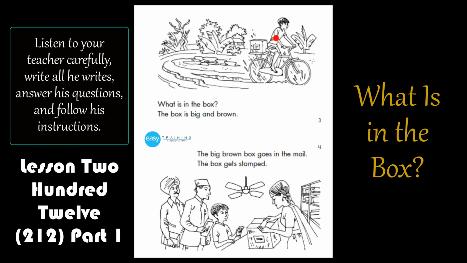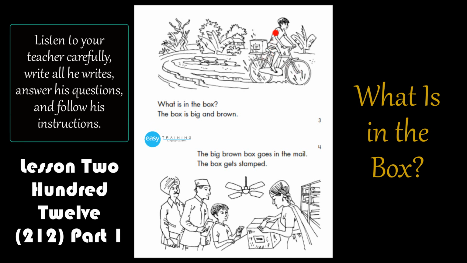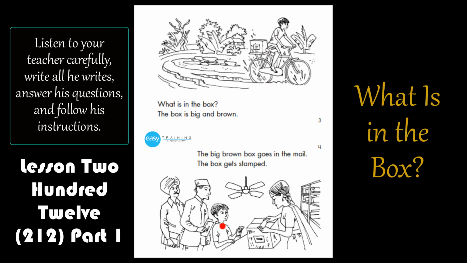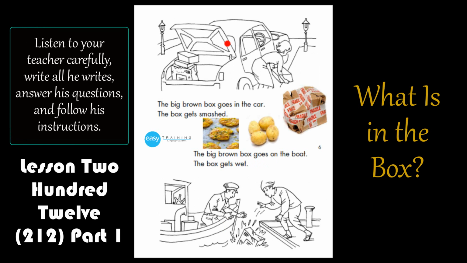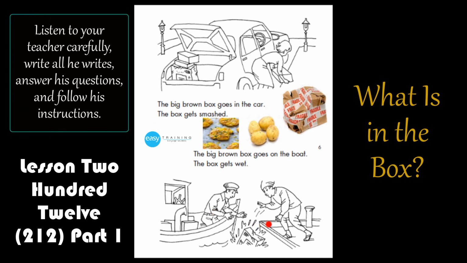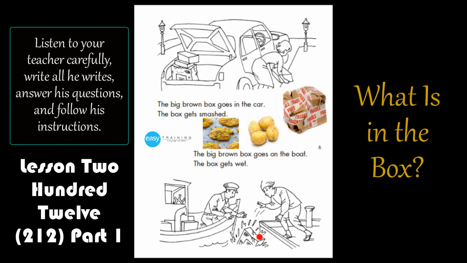First, it goes on a bike. This bike, carried by this boy, to the post office where it is mailed. Second, it goes on this car where it gets smashed. Look what it looks like now. Third, it goes on a boat and falls into the water, the sea water. You see?